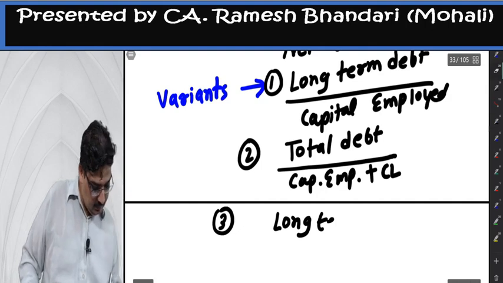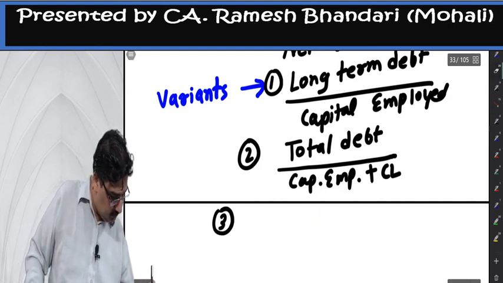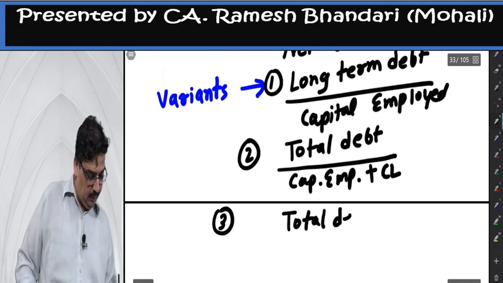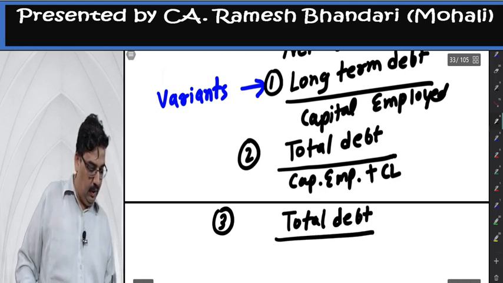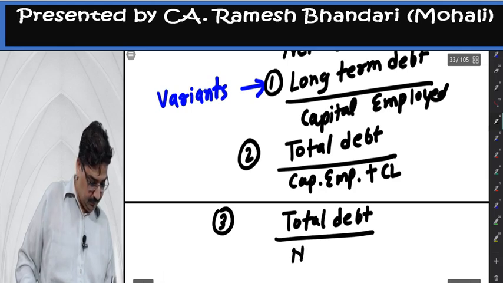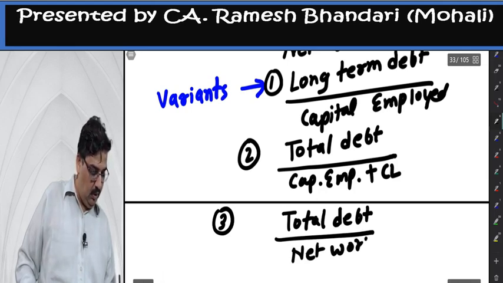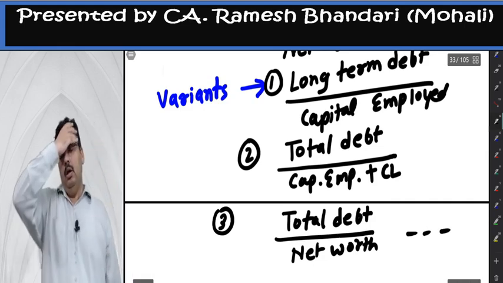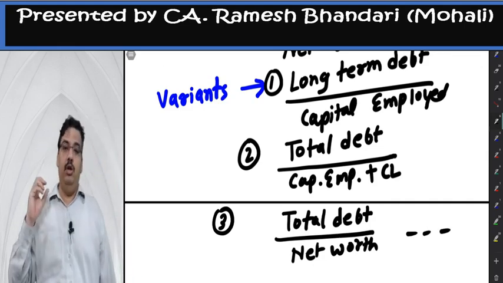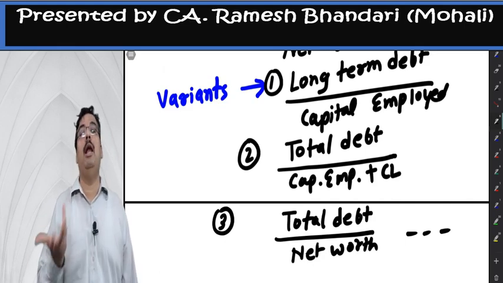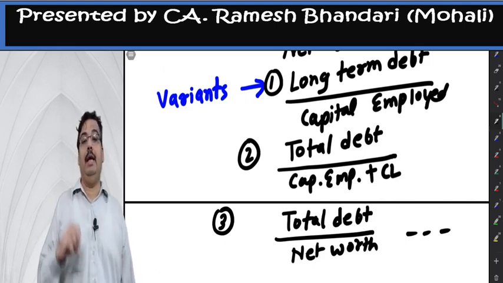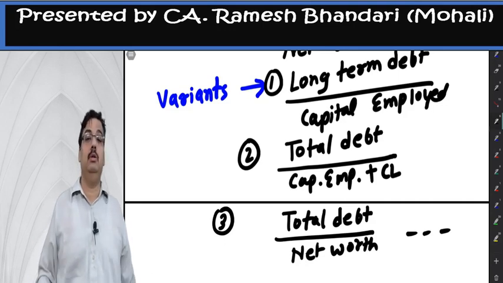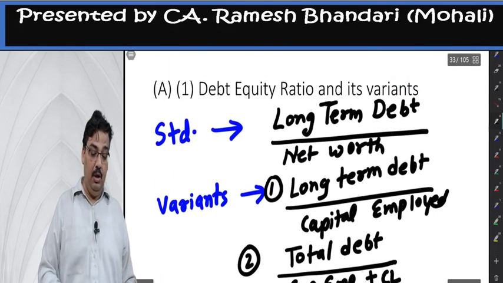No, it is total debt divided by net worth and many more. Now obviously when you are comparing two different balance sheets, you should be taking the same formula and then make the analysis. What is the interpretation you are going to get from here?